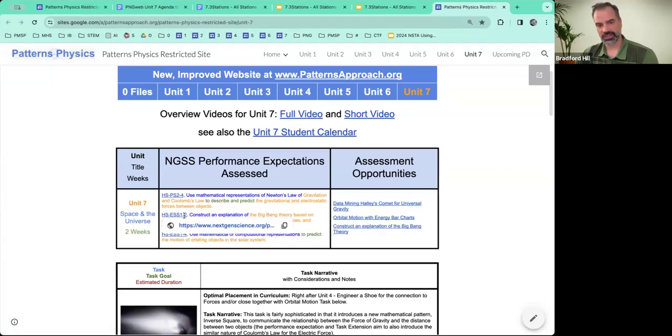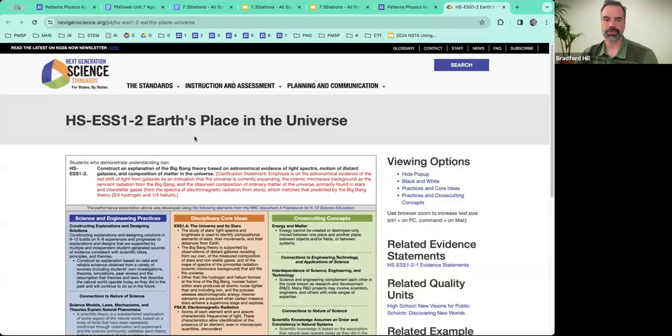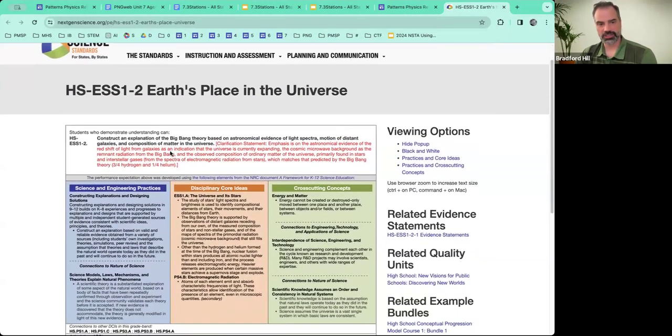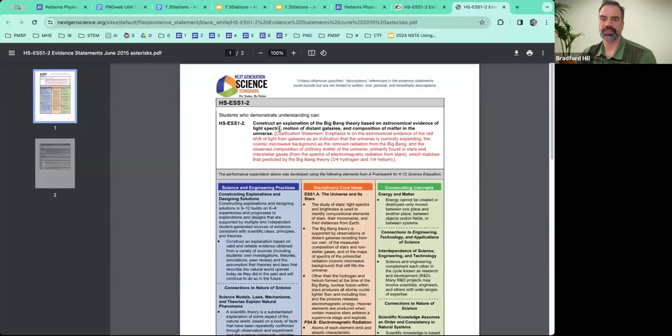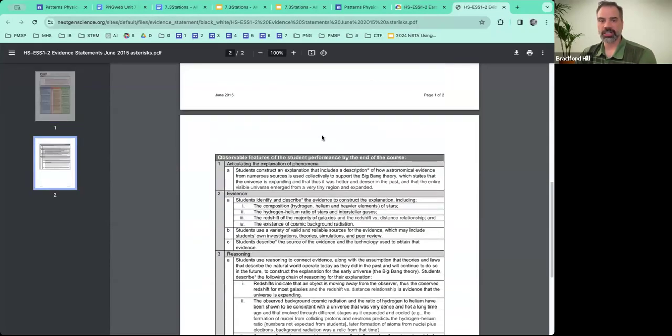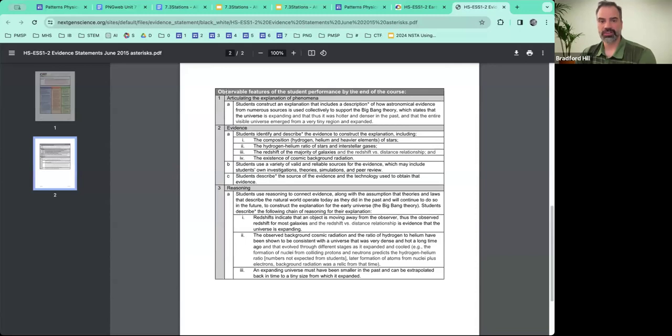So if I click on the performance expectation, that'll open up, well, technically this takes me to nextgen.org, who put together the performance expectations, the NGSS, from the framework. And then it's a second click, relevant evidence statement. So you do got to click on that. And then there is the long explanation of what are the observable features of student performance by the end of the course for that performance expectation. And here you see the ratio of hydrogen to helium, again, the hydrogen to helium in the stars and interstellar gases.